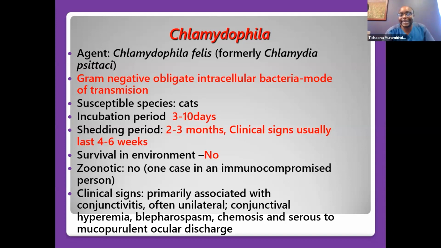So normally it's a gram-negative obligate intracellular bacteria. Why is it important to know that it's gram-negative? Because that's the information that you are going to use when you are selecting the antibiotics in treating this. Why is it important to know that it's an obligate intracellular bacteria?